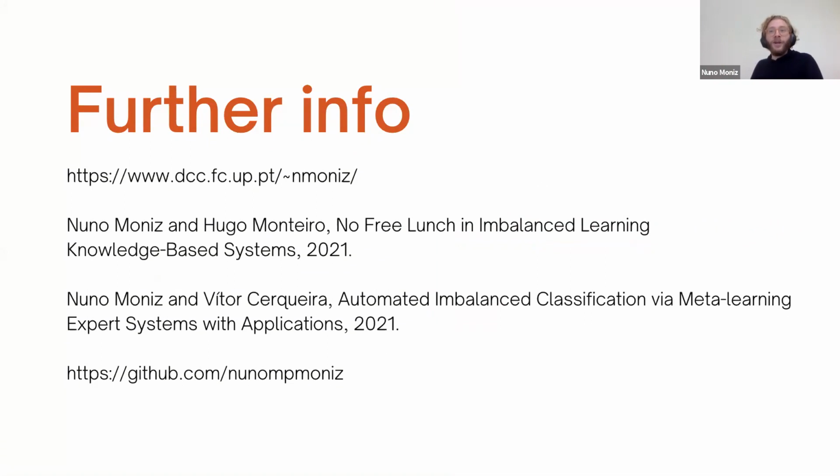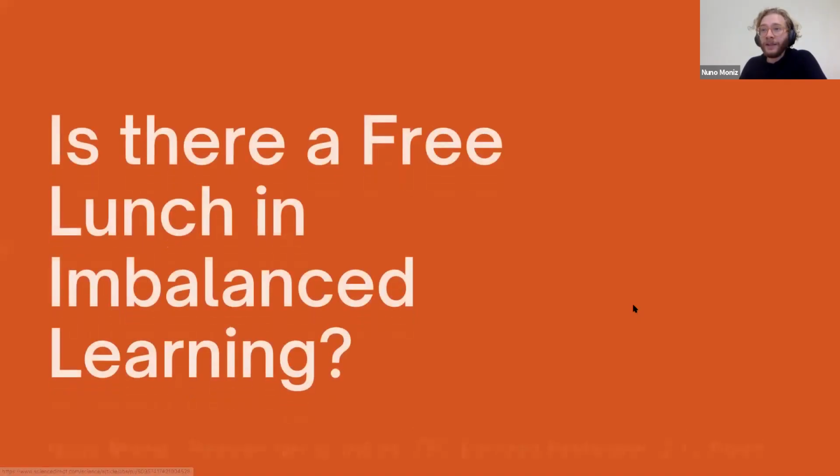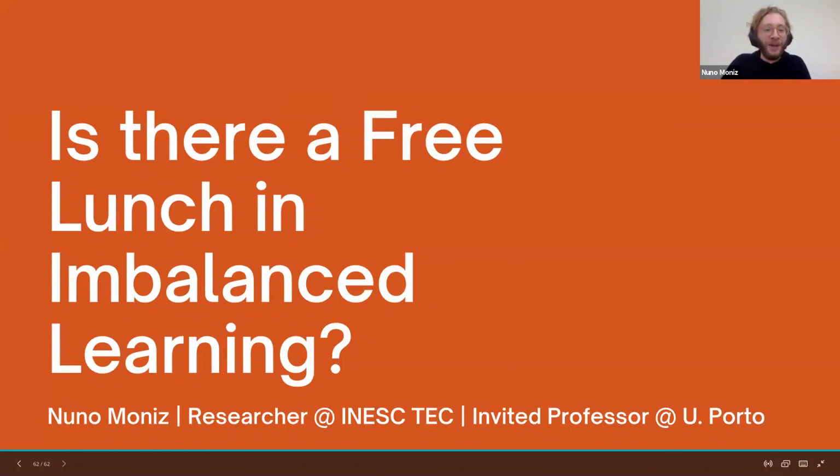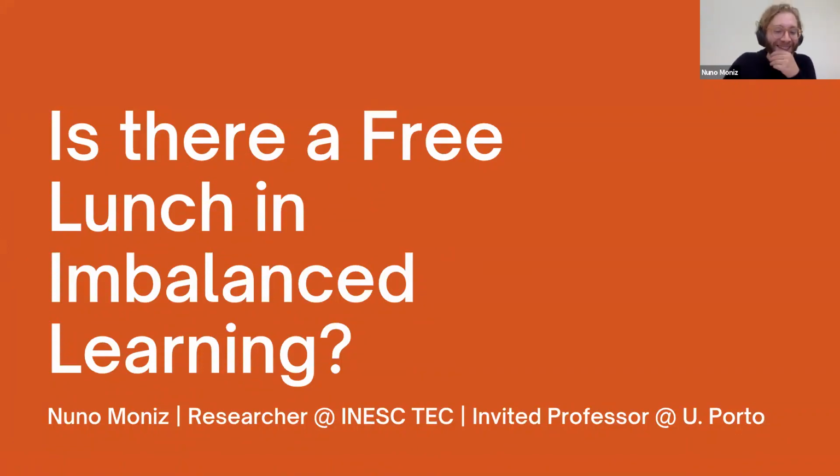So I'm just wrapping up. There's a lot of information here. I think we'll have the video, and I'll put my slides on my GitHub. They're fairly easy to find. These are the two papers at the core of this talk: no free lunch and imbalanced learning with Monteiro, and work with Peter Sequeira concerning automated imbalance classification via meta learning. And yeah, that's it. Thank you very much. Sorry to take so long. I was aiming at 45 minutes.